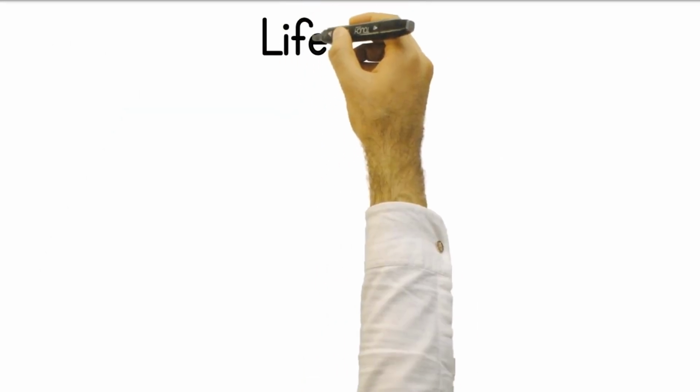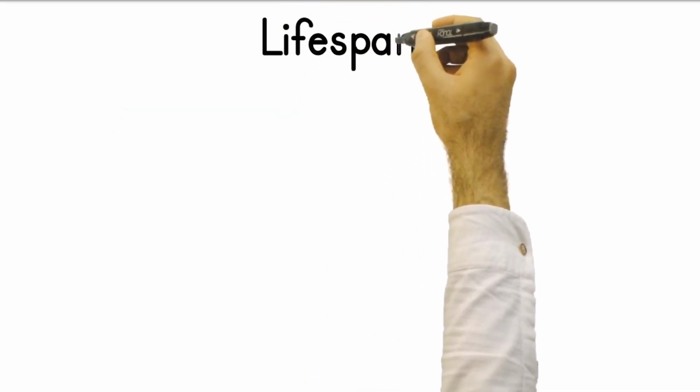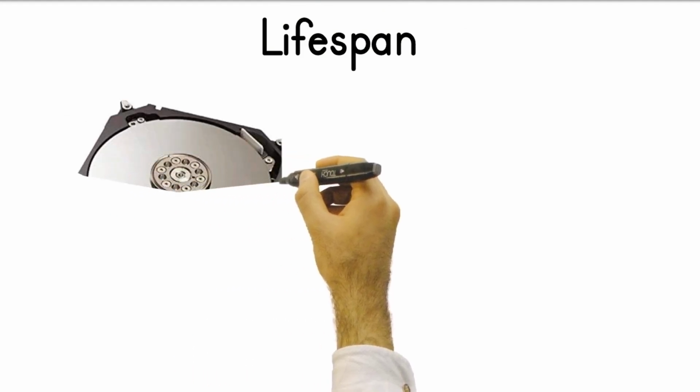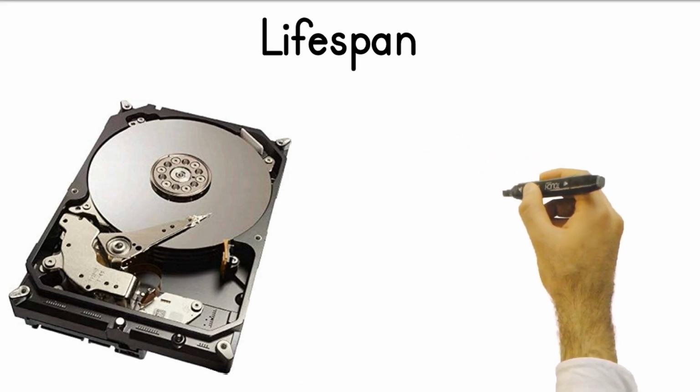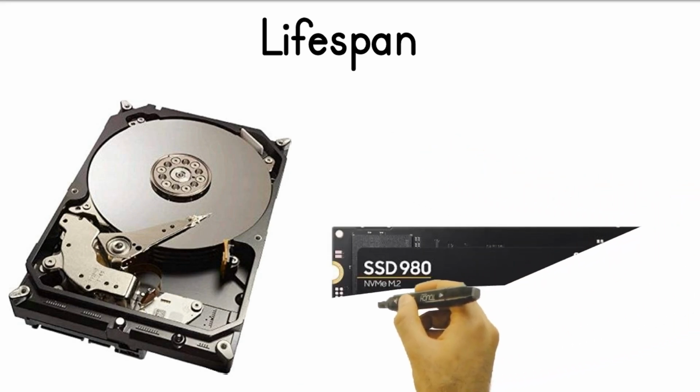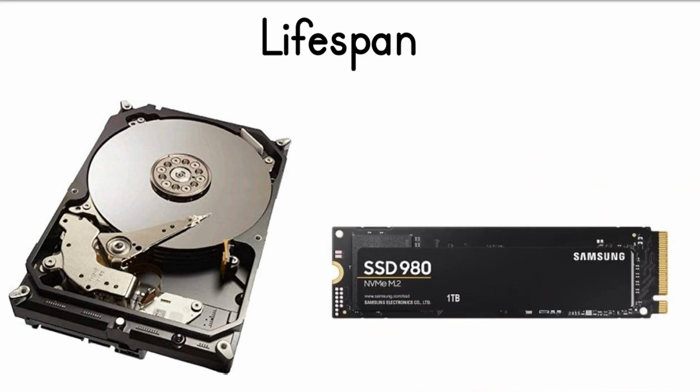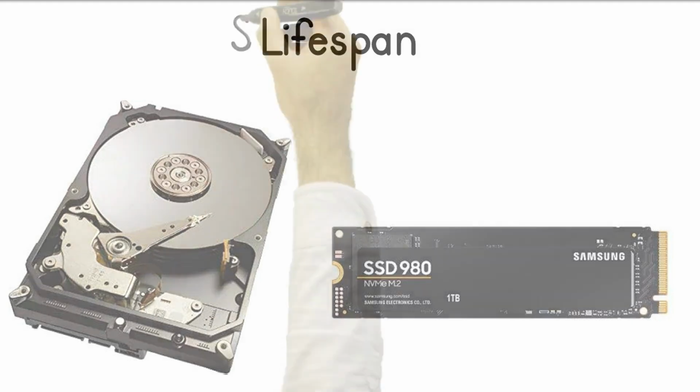Lifespan. HDD. HDDs tend to wear out over time due to mechanical wear and tear. They are more susceptible to physical failure, particularly with heavy usage. SSD. SSDs have a finite number of write cycles, but modern SSDs are designed to last for many years under normal usage. Although SSDs can degrade over time, they generally offer a longer lifespan for read-intensive tasks.